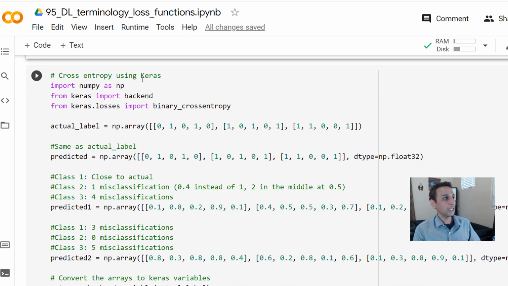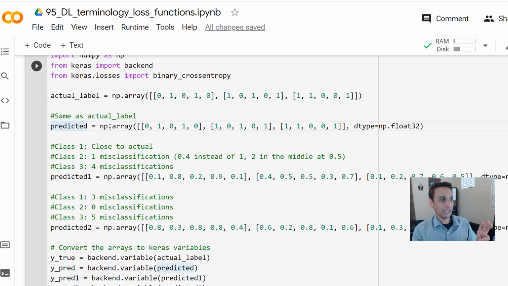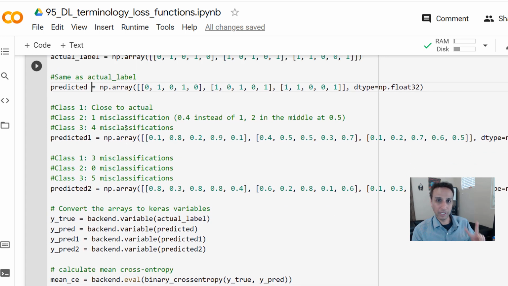Now, when it comes to Keras, there is a built-in library for your binary cross entropy, as I already mentioned. So let's just use that to understand a multi-class classification problem. Here, my actual label is 3 classes, right? This part of the array is class 1, this is class 2, and this is class 3. We have 3 classes. My predicted here is the same as the original. I just want to see, if I get 100% accuracy, how my cross entropy values look. And then I have 2 other predictions.